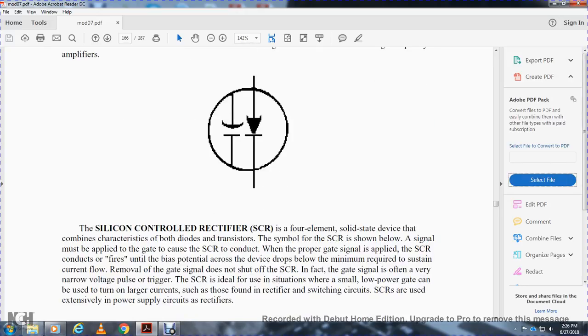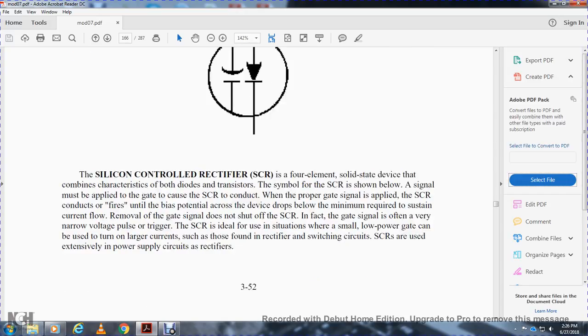The silicon controlled rectifier is a four-element solid state device with the combined characteristics of both diodes and transistors. The symbol for the silicon controlled rectifier is shown below. A signal must be applied to the gate for the silicon controlled rectifier to conduct. When the proper gate signal is applied, the SCR conducts, or fires, until the bias potential across it drops below the minimum required sustaining current flow.